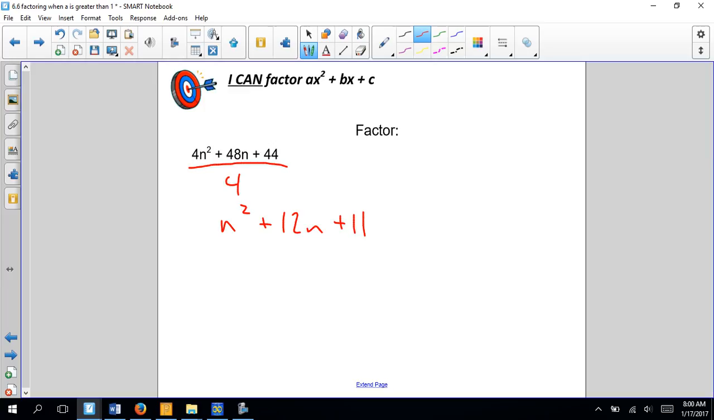Okay? The biggest thing you have to remember now, you factored out that 4, so that 4 has to be in your final answer for your factor. So I'm going to write it down at the bottom. It's going to be 4 times whatever my two factors turn out to be.